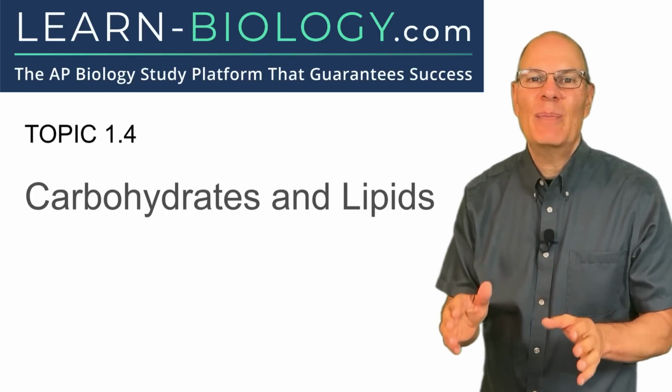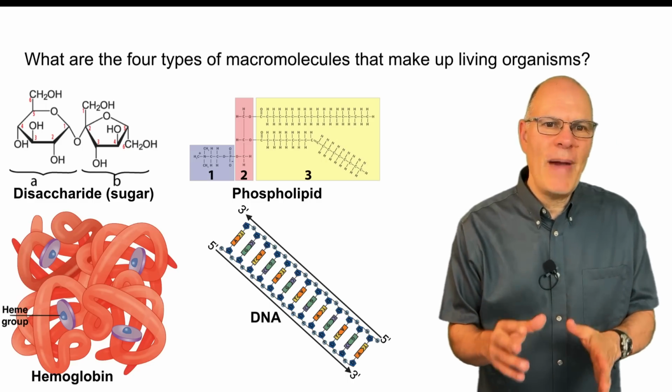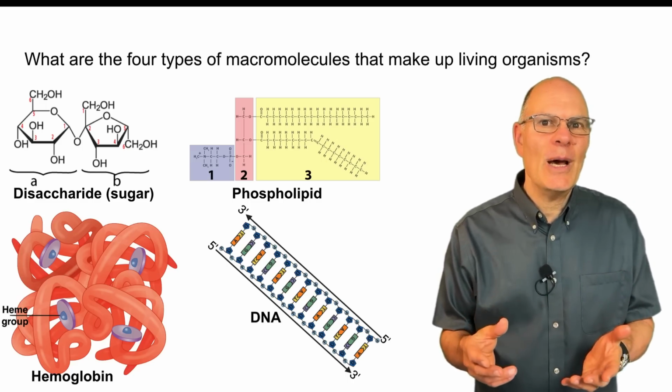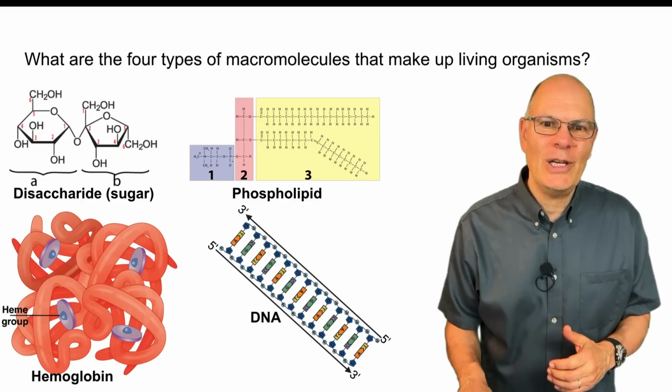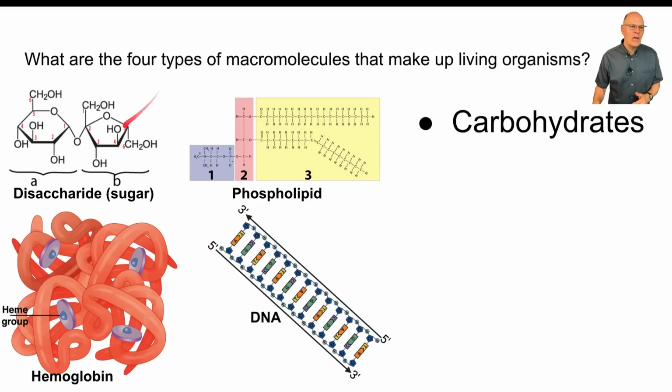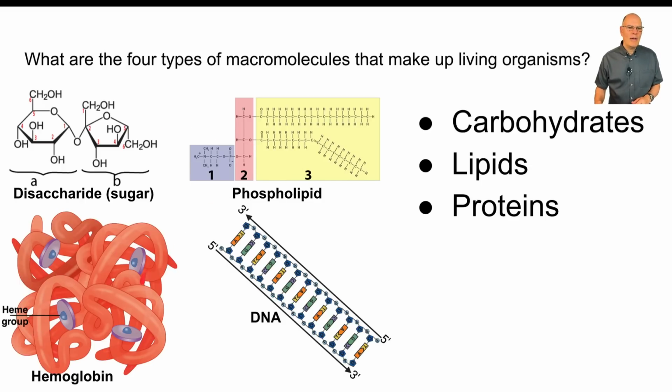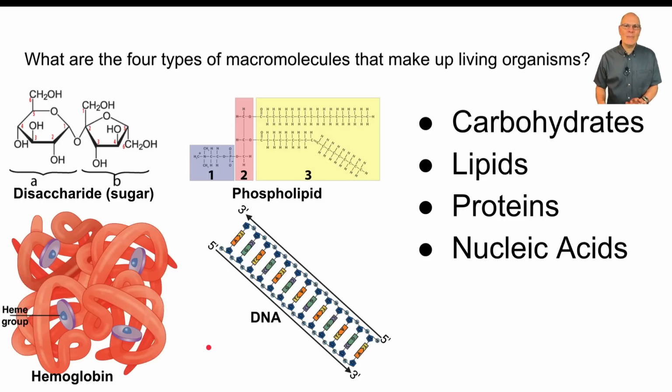Carbohydrates and lipids. So what are the 4 types of macromolecules that make up living organisms? What can you identify from this diagram? So what you have here are carbohydrates, represented by this disaccharide over here. We have a lipid, represented by a phospholipid, a key molecule in membranes. We have a protein represented by hemoglobin, and a nucleic acid represented by DNA. So those are the big 4.